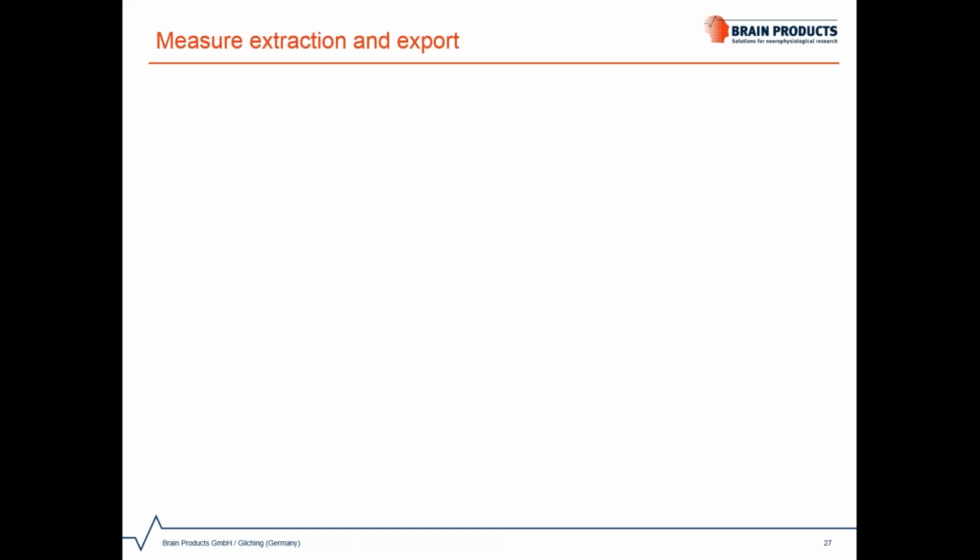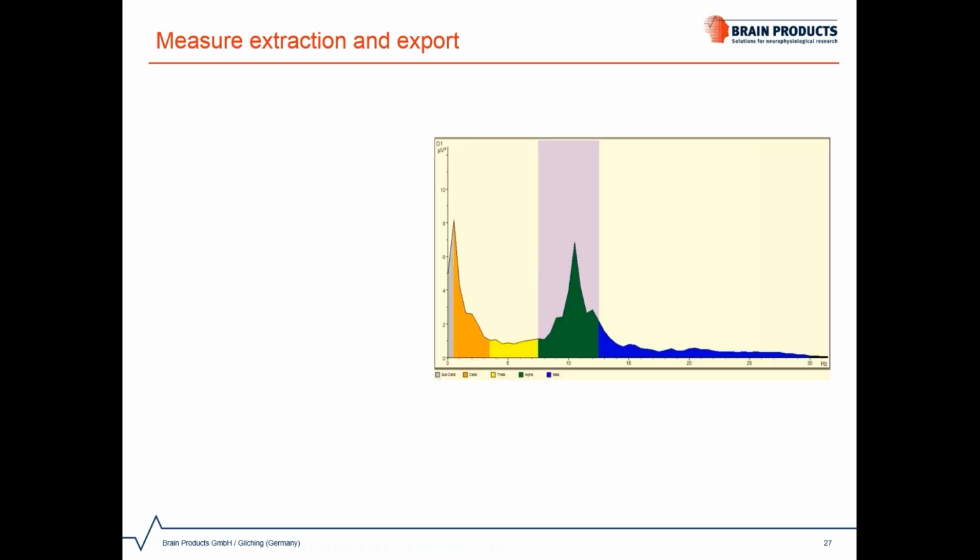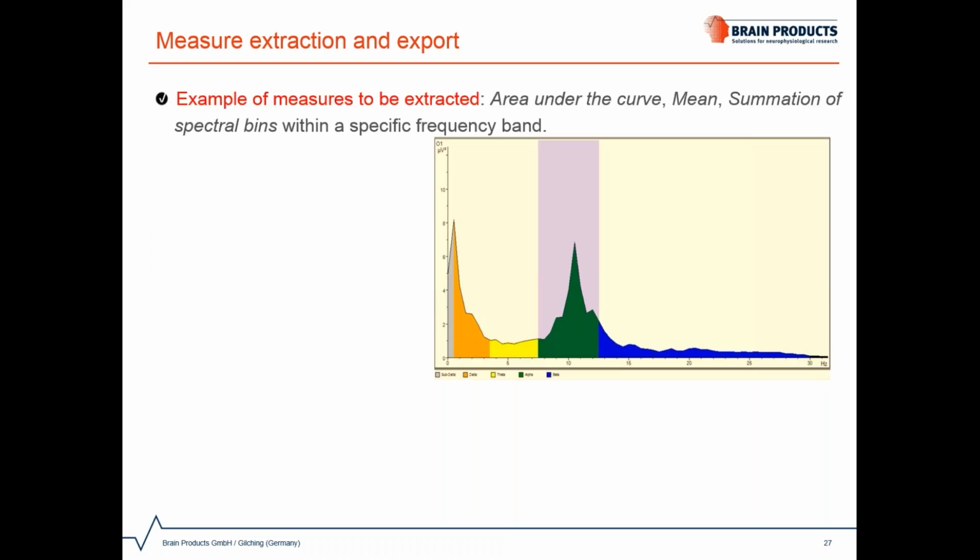Okay, so after successful decomposition of our EEG signal into frequency domain, the next question is how to extract quantitative measures for further statistical analysis. Without going into further detail, I will briefly point out the measures that can be extracted from the spectral values and the ways to extract them. So if you intend to export the output values for each frequency bin, you can use the generic data export module in the same way as you might have already used it to export other data.